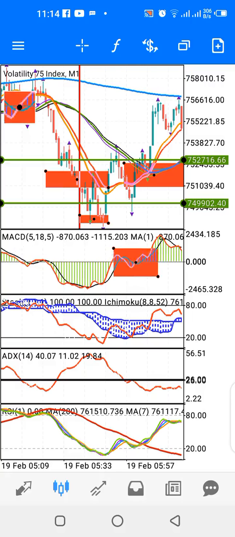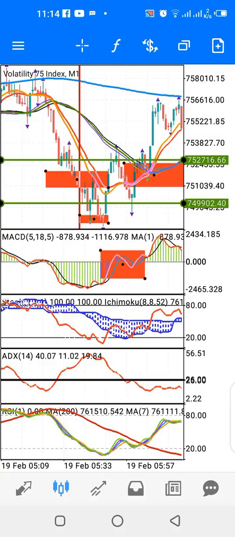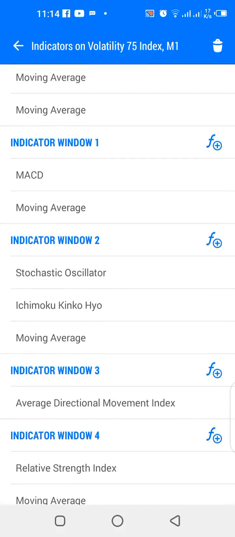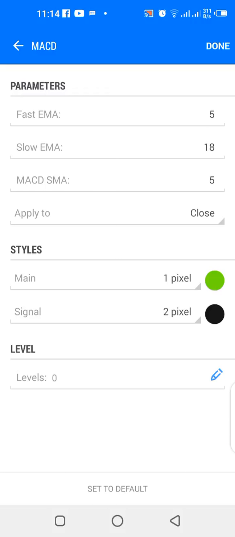When the red and the gray lines, let's go to settings first. Indicator window 1. Now indicator window 1, we have MACD and moving average. The MACD setting, we have fast EMA is 5, slow EMA is 18, MACD SMA is 5. Apply to close.